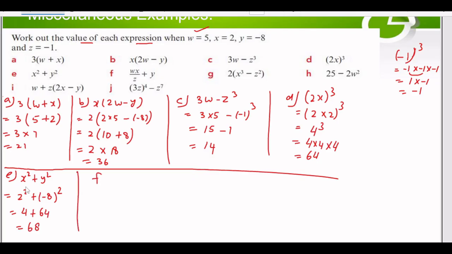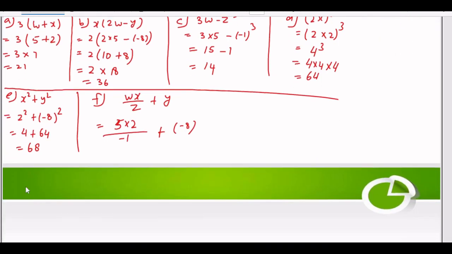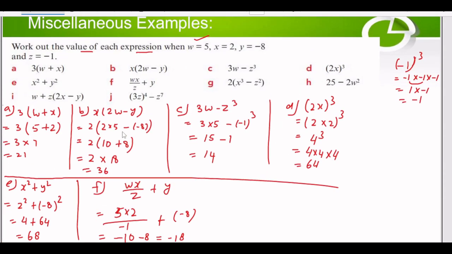Now F, we have many letters, so you have to be careful. So substitute the value. wx means w times x. w is 5, 5 times x is 2 over z, z is negative 1 plus y, y is negative 8. Okay, it's better to always write negative values in brackets so that you don't make any mistake. So 5 times 2 is 10 minus 1 over 1, it will be negative 10, negative 8. So it is negative 80, right? So that was part F.